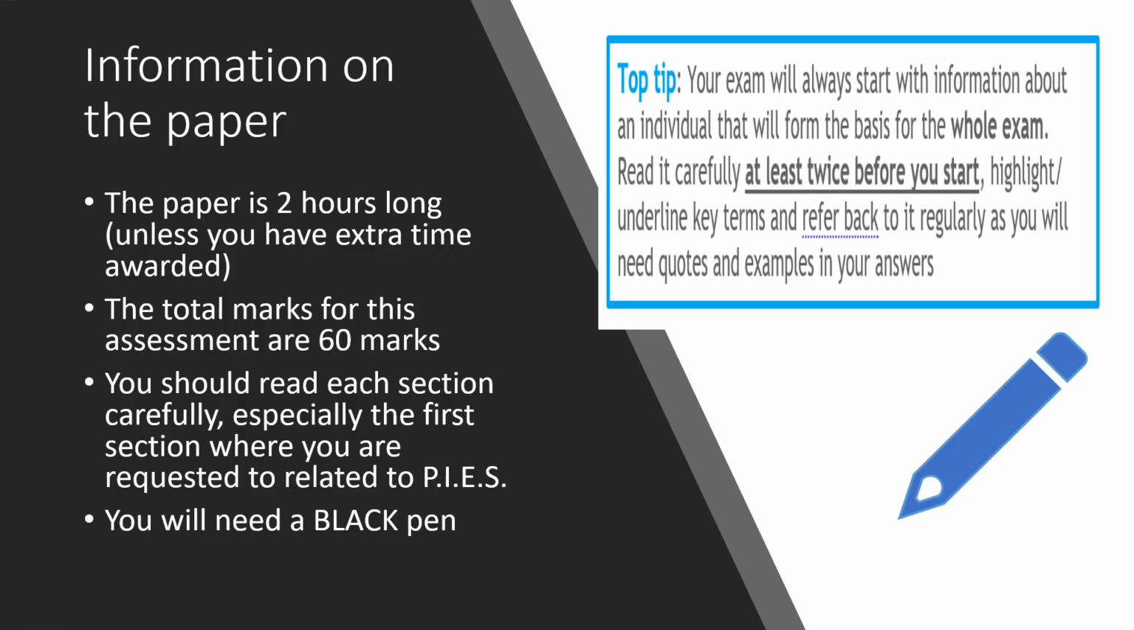Vital information you'll need to know for the exam paper is that the paper is 2 hours long. However, that will depend on whether you have extra time. The total marks of this assessment is 60 marks. It's really important that you read each section carefully, especially the first section where you are requested to relate to PIES, so physically, intellectually, emotionally, socially, also environmentally and economically. You will also need a black pen for this exam.